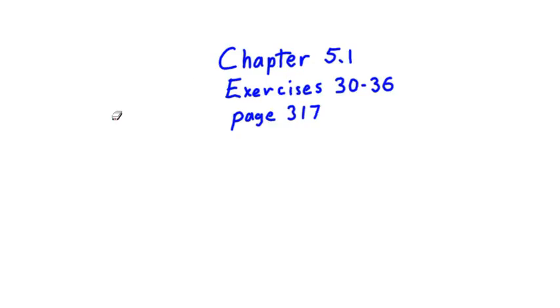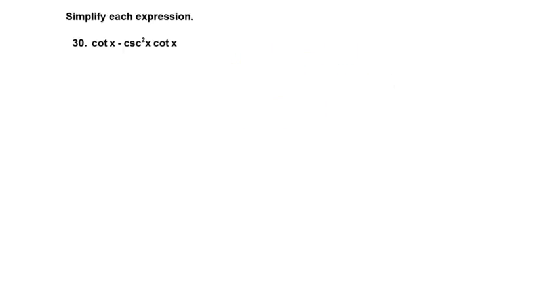This is Chapter 5.1, Exercises 36. This section 5.1 has to do with simplifying trigonometric identities, and we're going to work out the odd number problems 31, 33, and 35. The technique we're going to use in these problems is to take identities to change the expression in terms of sine and cosine and simplify.